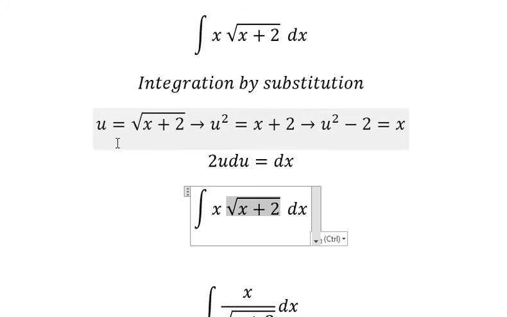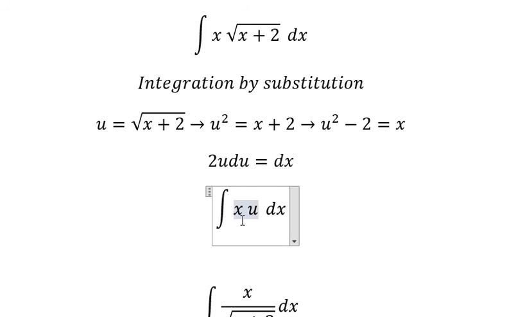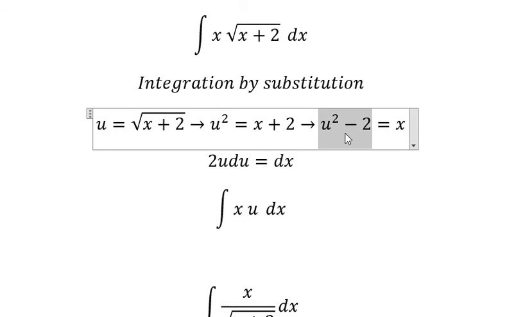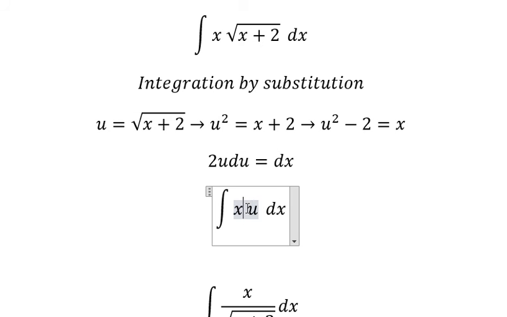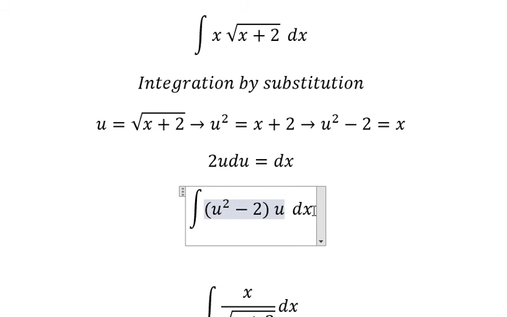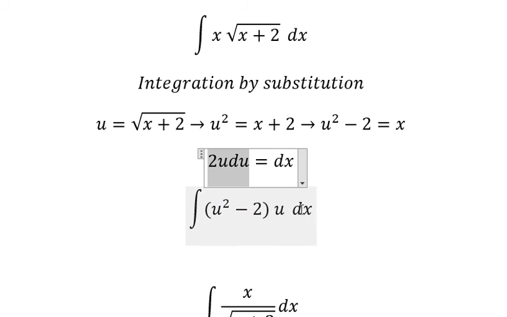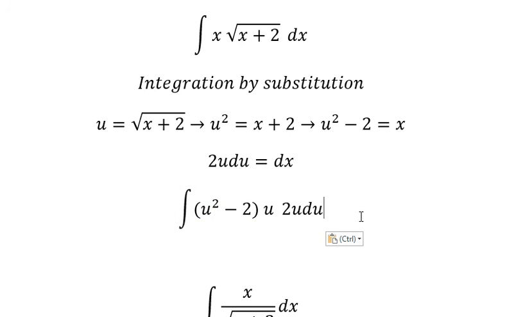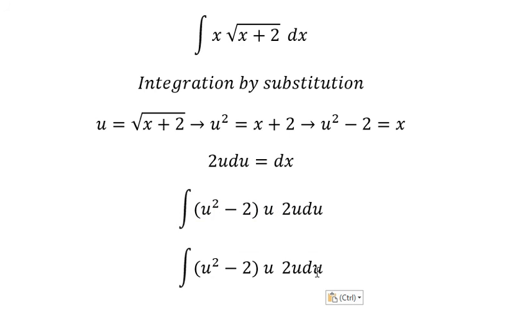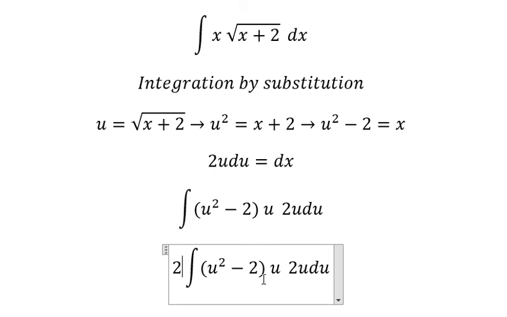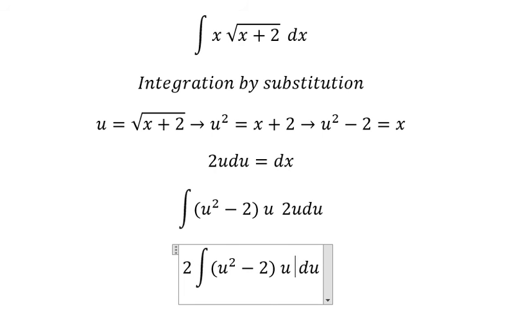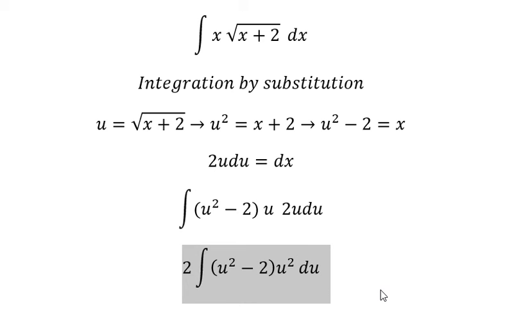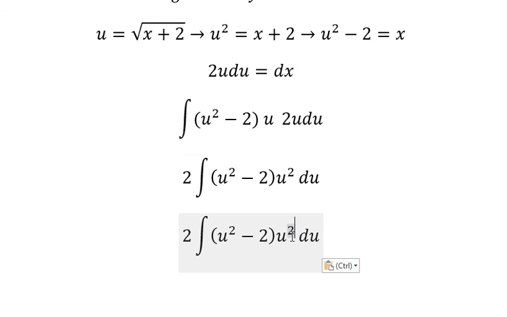The square root we change for u, x we change by u square minus 2. The dx we change by 2u du. Now I can put number 2 in here. U and u we have u square. Then u square we multiply by u square minus 2.